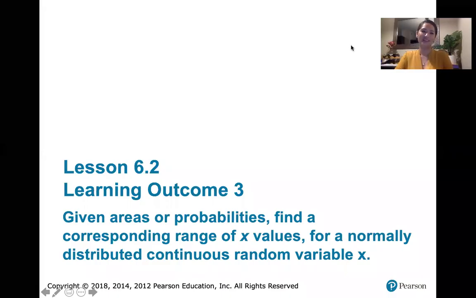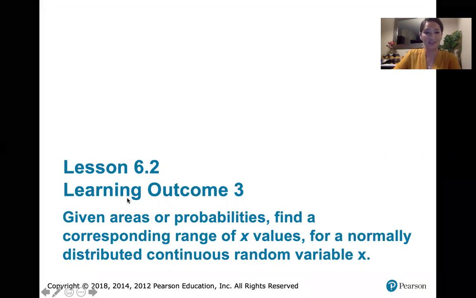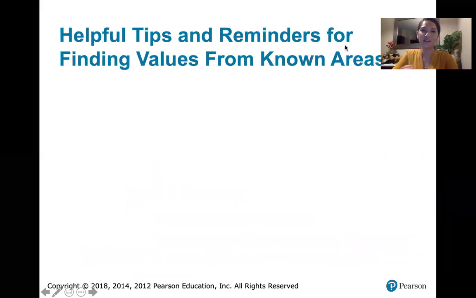In this video, we discuss our third learning outcome for lesson 6.2, which is all about finding a range of x values given areas or probabilities, given that our variable x is a continuous random variable and it's normally distributed. So here are some helpful tips and reminders for finding these values from known areas.